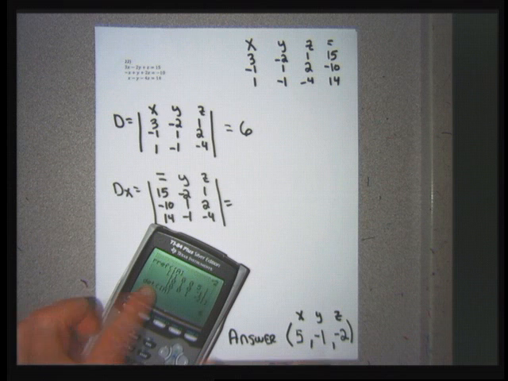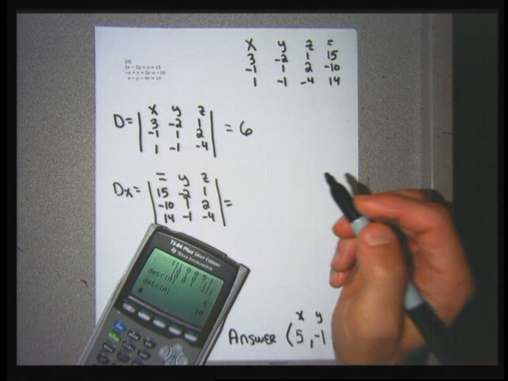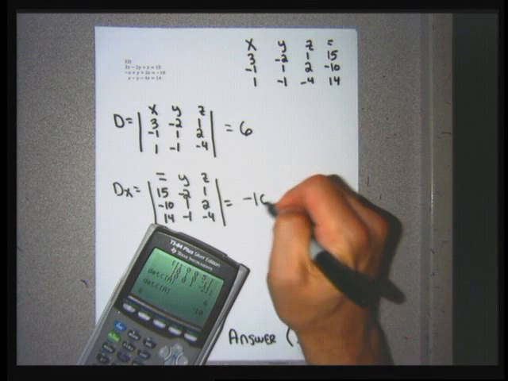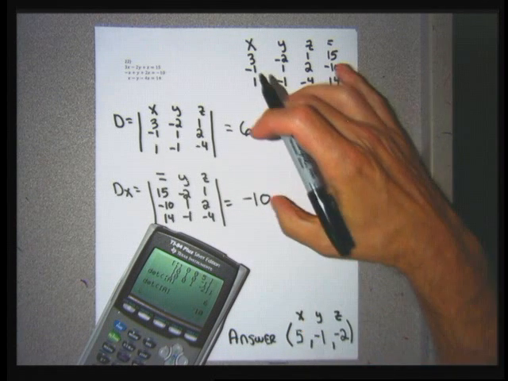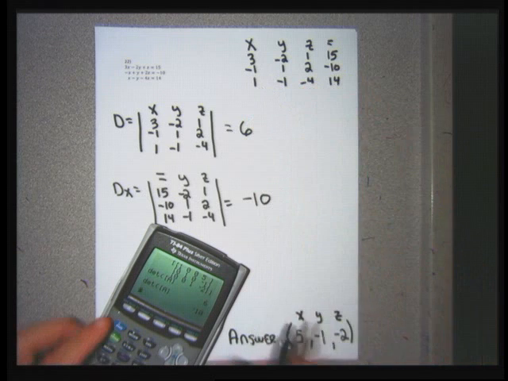Second quit. I just did determinant, so I'm going to hit second enter and enter again. And I have a mistake somewhere, and I'm not sure where, but I know I divide d sub x divided by d, and I'm supposed to get 5, and I'm not. Let me check these two real quickly.